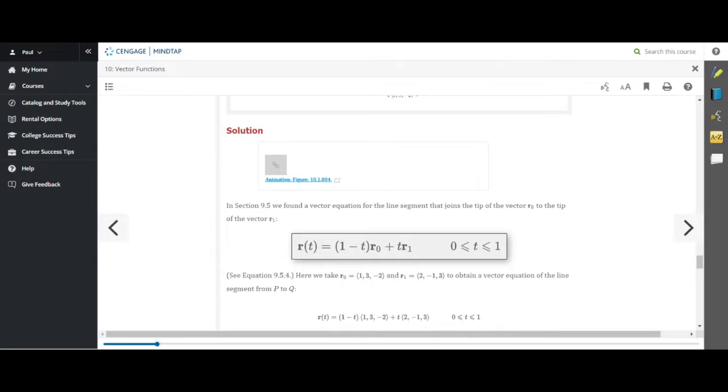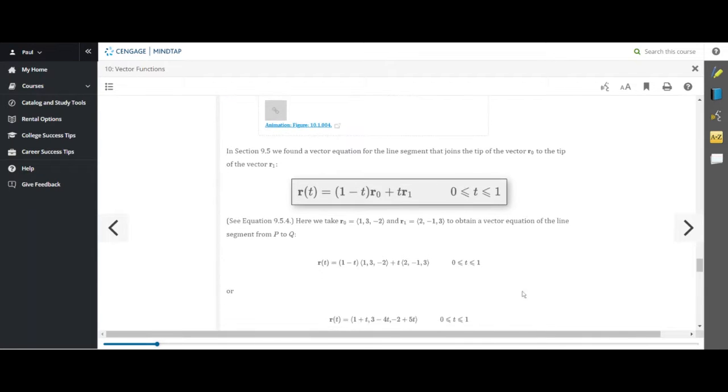Well, it's very useful. We talked about it briefly, but for any line segment, you can find the vector function by taking a linear combination of the starting point and the ending point: 1 minus t times the starting point, r sub 0, plus t times the ending point, r sub 1. And t is between 0 and 1 automatically. You don't have to think about what the limits are on t.